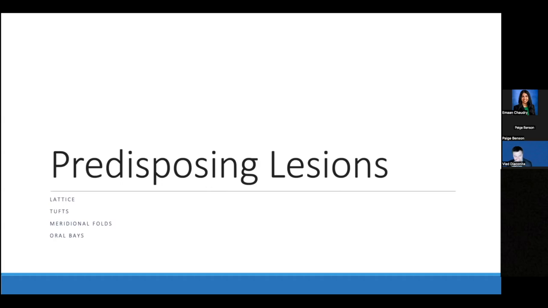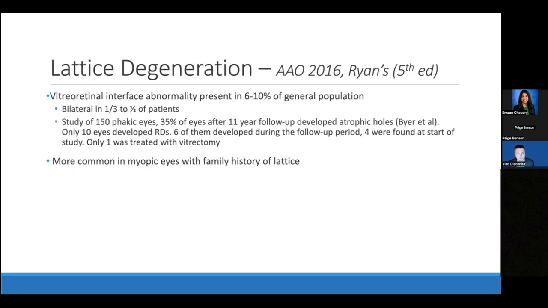Okay, so some predisposing lesions. We're just going to go quickly over some of them. Lattice degeneration is probably the one you want to know most about, and I have a photo of it coming up. It is an abnormal vitreoretinal interface. And that is, again, not a disease, but it's present in a lot of people. In people who are nearsighted, it's more common, and in those who have a family history of it, it's more common. But once you have lattice, you're more likely to get detachments.